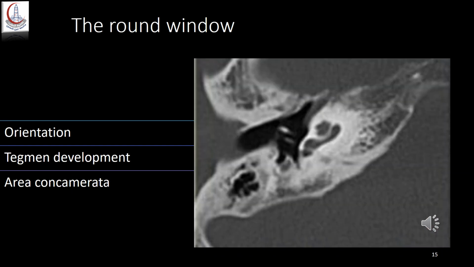The third step in surgery is access to the round window and access to the round window membrane through the round window niche. Again, the orientation of the round window, the development of the tegmen, and the development of the area around the round window niche are different in different patients. And we have to have an idea about the configuration of the round window from the radiology we have.